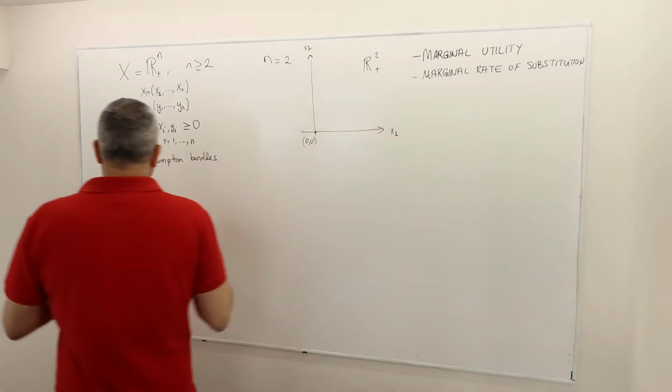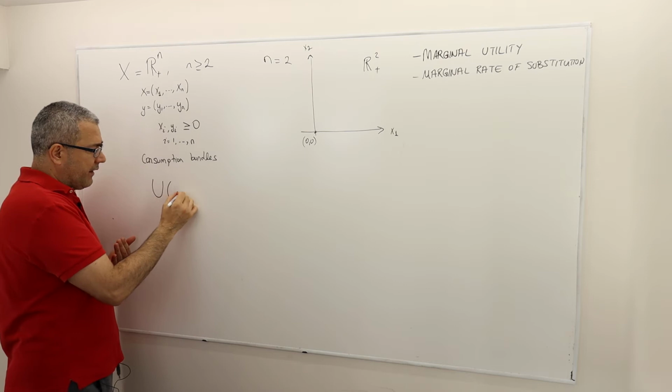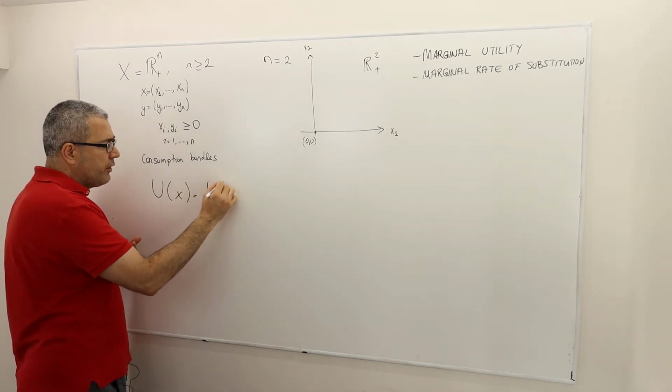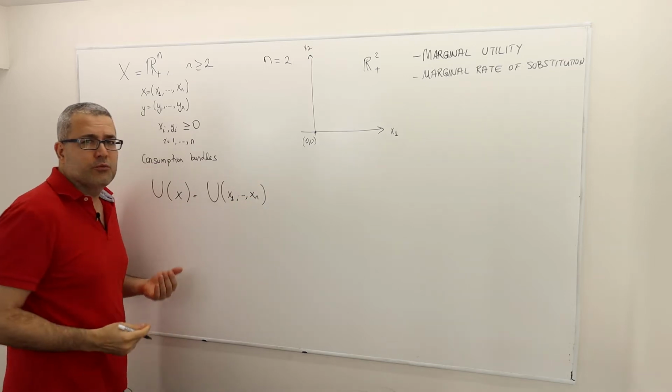In this framework, the utility of an alternative x is in fact the utility you derive from every single good you consume.